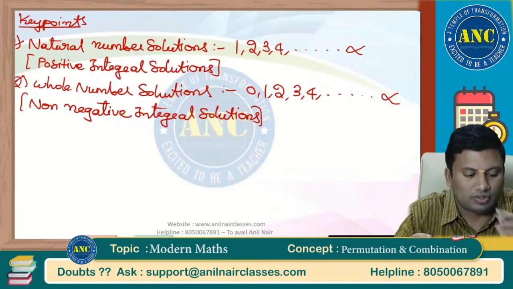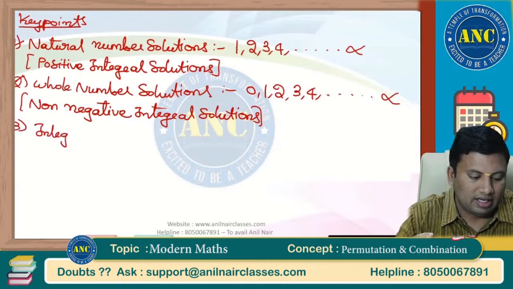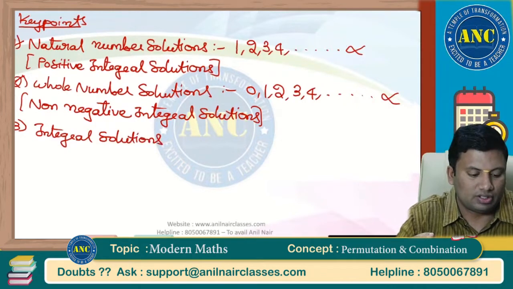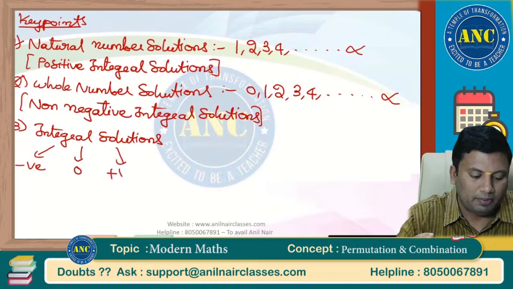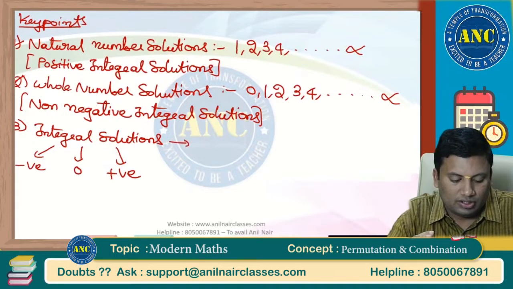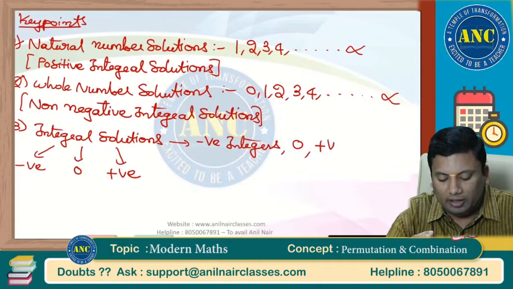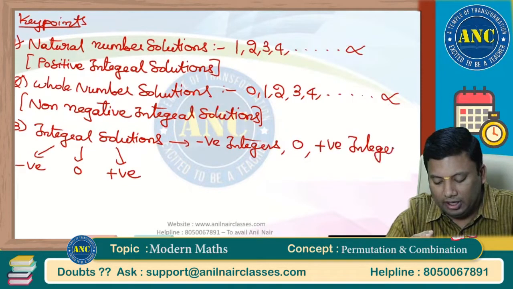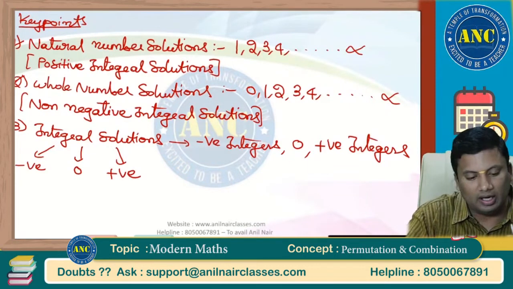Non-negative integral solutions. Third, if he is asking for integral solutions, integral can be a negative number, can be 0 and can be positive. All three varieties will come. So integral solutions means it can be a combination of negative integers, 0, or positive integers. Integral solutions means negative integers, 0 and positive integers.